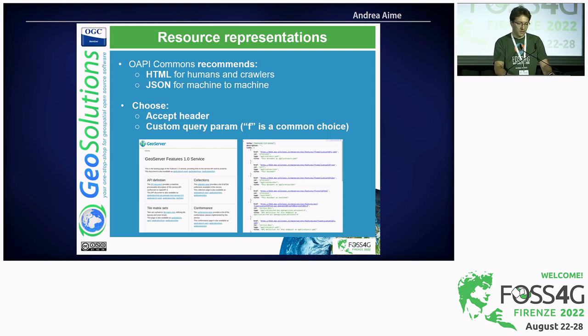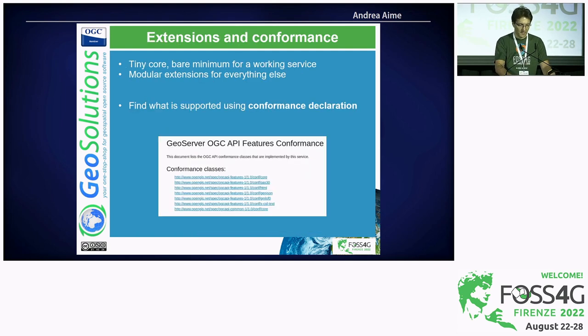How do you choose the representation you want? Typical HTTP standards, so the Accept header, if you so want to use it, or you could roll out a custom query parameter. F is a common choice, but it's not part of the standard. You can use whatever you want. As I said, the core is tiny. It has the bare minimum functionality, and there are a lot of extensions to support extra bits.